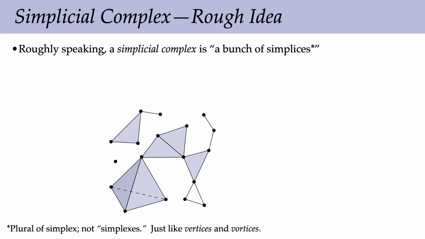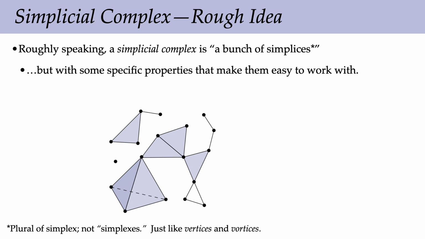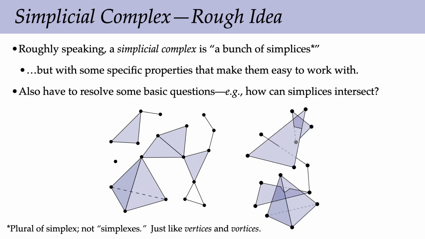Okay? So anyway, a simplicial complex is a bunch of simplices, but it's not just a jumble of simplices. It has some specific properties that are going to make this collection easy to work with. And in understanding what this collection looks like, we have to resolve some basic questions. In particular, how do we allow different simplices in this complex to intersect? A little bit of anatomy of a simplex.